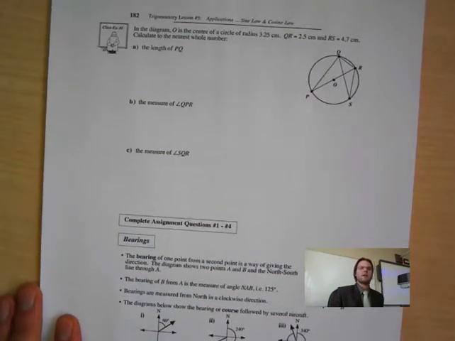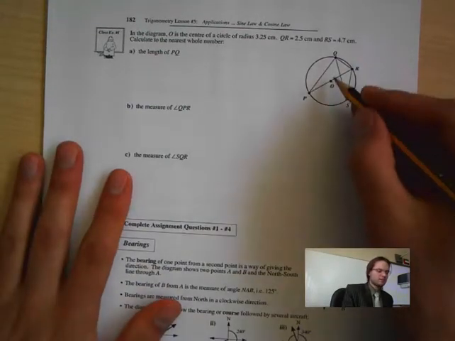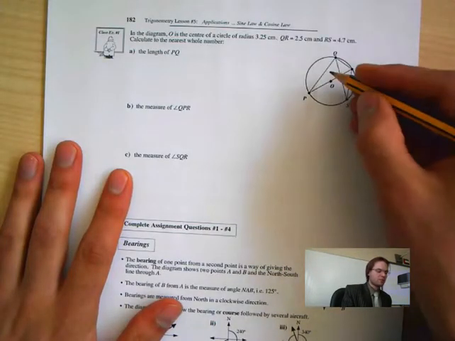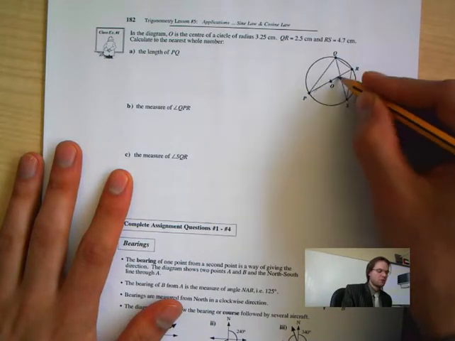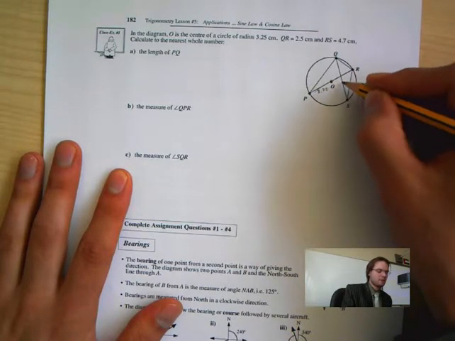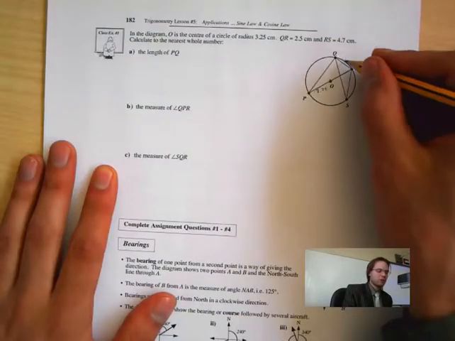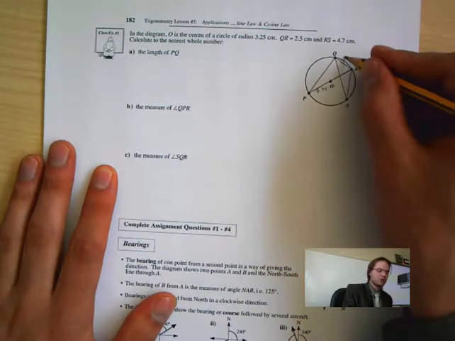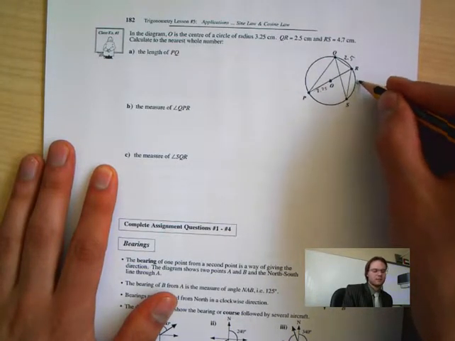There we go. Now we've got some of those definitions out of the way. Now we're going to start on our very first problem for today. In the diagram, O is the center, and the radius is 3.25. We have two radii here and here, and these are both 3.25, and this one is as well 3.25. And we have QR is 2.5, and RS is 4.7.